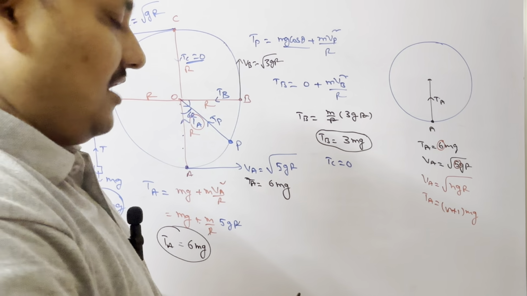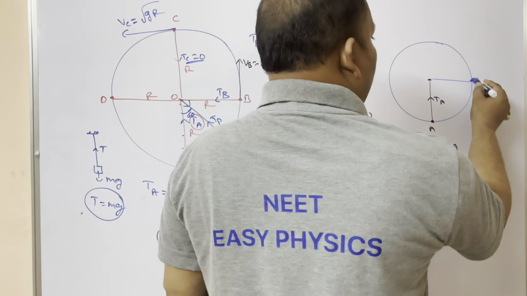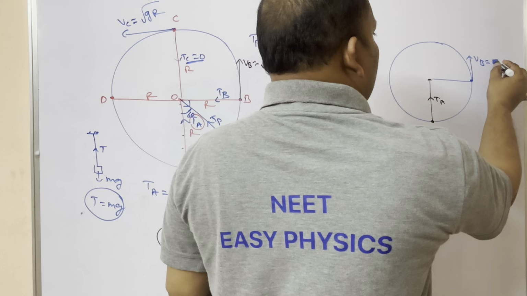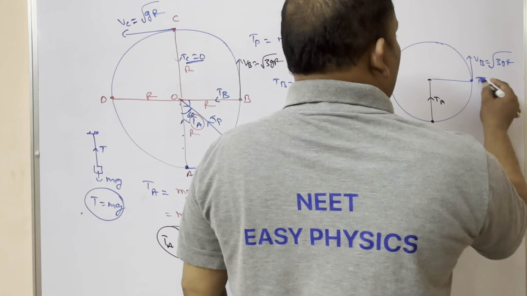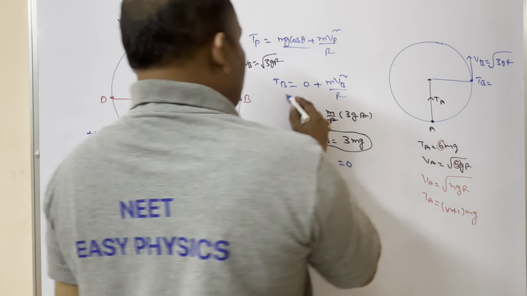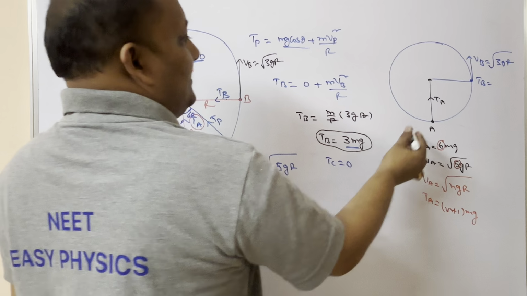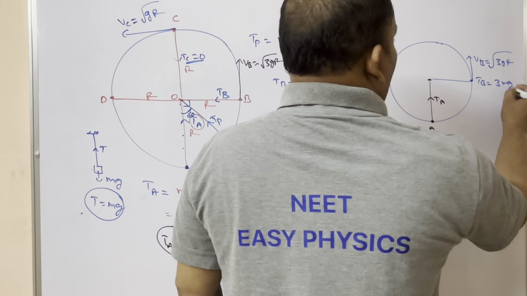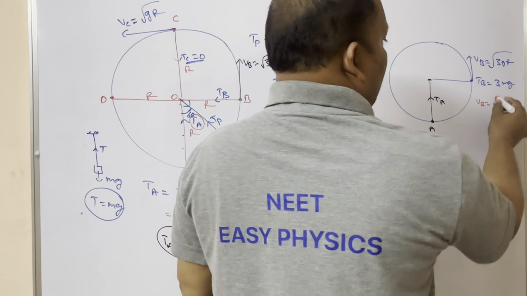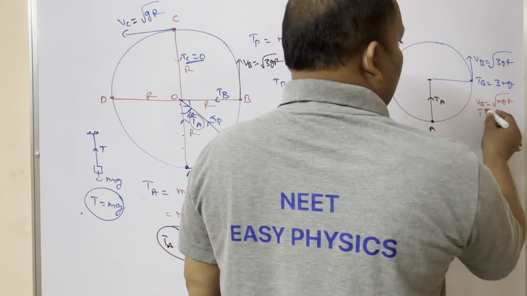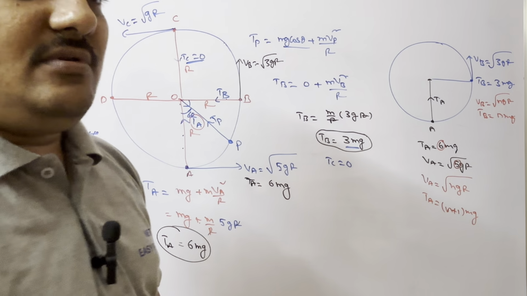So like this you have to remember. Velocity at point B, VB, how much did we get here? Root 3gr. Then what is TB? TB is going to be 3 mg. Therefore, if the velocity at the horizontal position is given as root NGR, then TB is going to be N mg. Like that you have to remember.